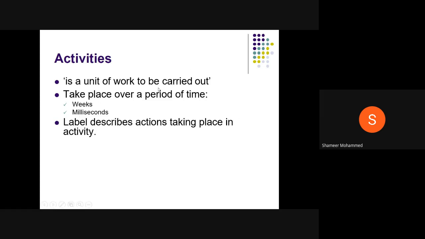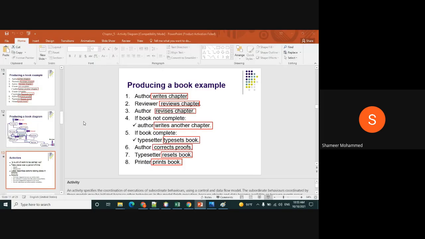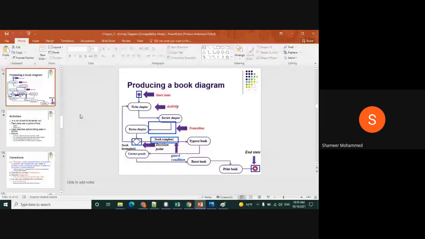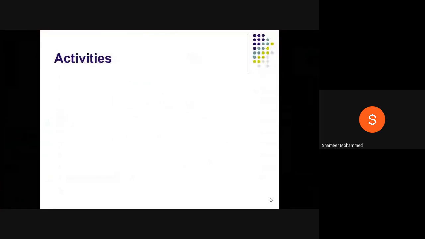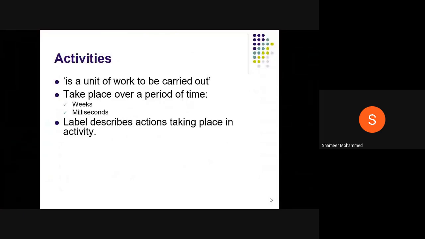Label the describing activities taking place. See, labeling them means this one. This is a label, book complete or book incomplete. Label the activities that are taking place in this diagram.